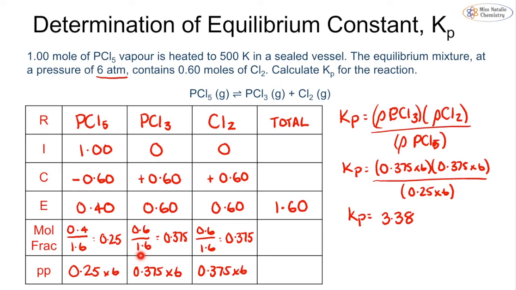And this time my units are not moles per decimeter cubed because they are gases, and because we're measuring our partial pressures in atmospheres, we are going to have atmospheres as our unit. So I would have the top being atmospheres times atmospheres over atmospheres. Two of them would cancel out, so it leaves you with an overall unit of 3.38 atmospheres. And that's how we calculate the Kp expression for this particular substance.